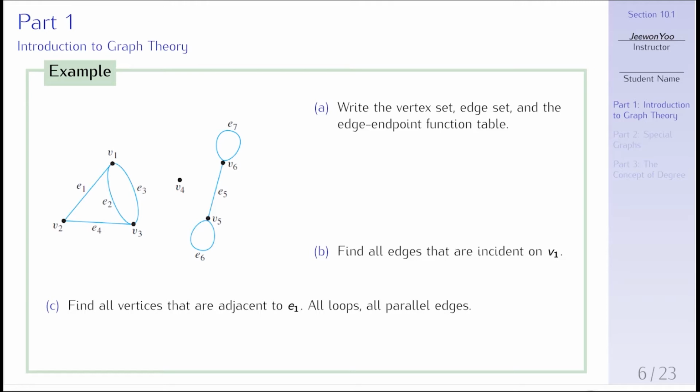Okay, let's quickly try an example. Suppose this is the graph G. Write the vertex set, edge set, and the edge endpoint function table. Vertex and edge sets are easy to do because you just have to copy down the Vs and Es. So let's write it down. We currently have 6 vertices from V1 to V6, and then we have 7 edges, E1 to E7 over here. We just have to write down the edge endpoint function, which is a kind of table of values.